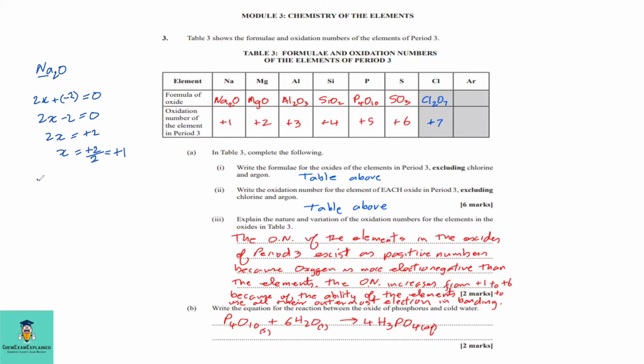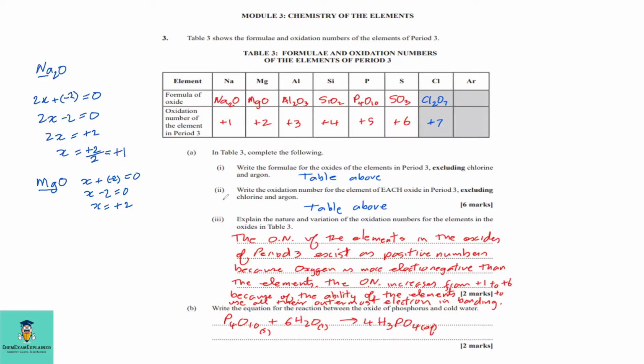Let's work out magnesium oxide, MgO, and we're finding Mg. So that's x plus -2 equals 0. x minus 2 equals 0. x is equal to plus 2. So as you can see, as we go across the period, the oxidation number is increasing from +1 to +2.